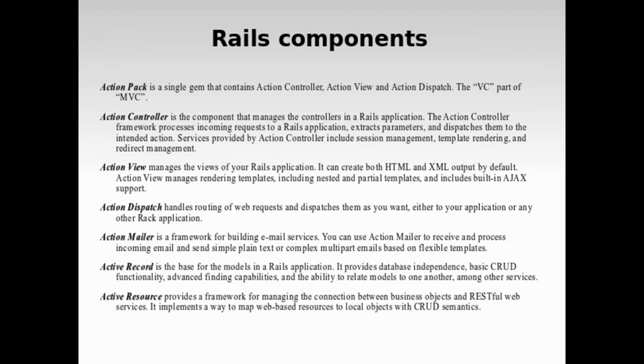Active Record is the base for the models in a Rails application. It provides database independence, basic CRUD functionality, advanced finding capabilities, and the ability to relate models to one another among other services. And Active Resource provides a framework for managing the connection between business objects and RESTful web services.